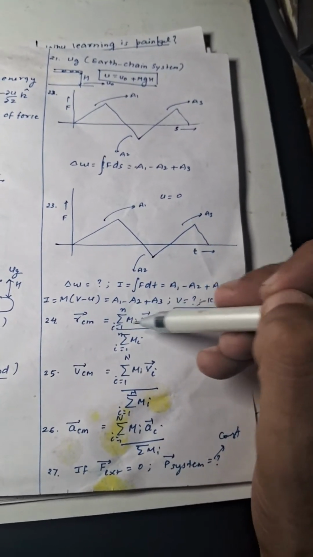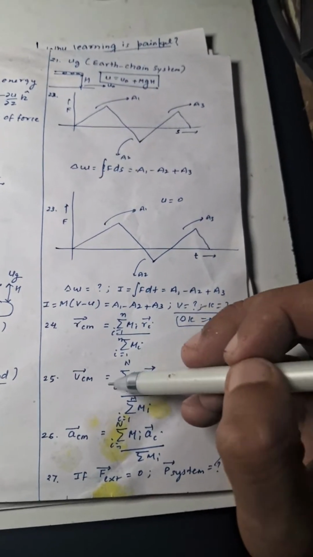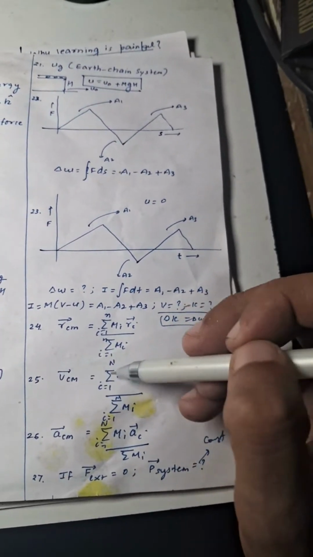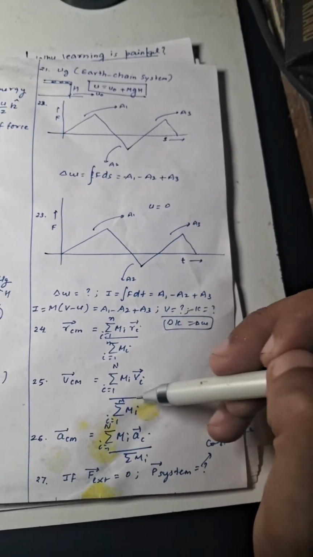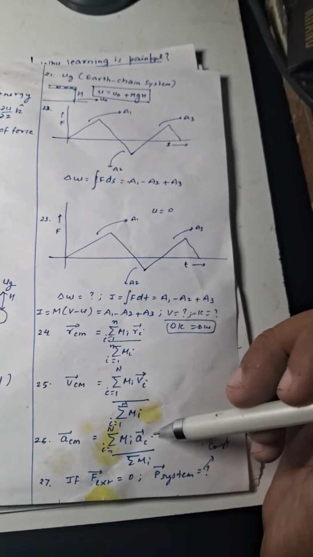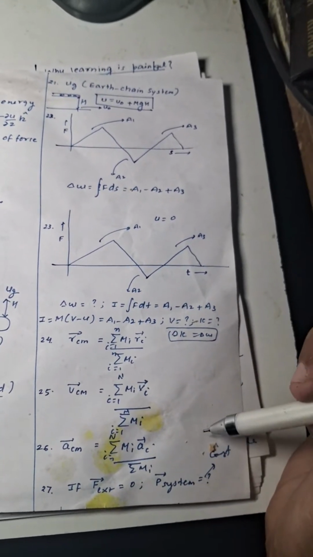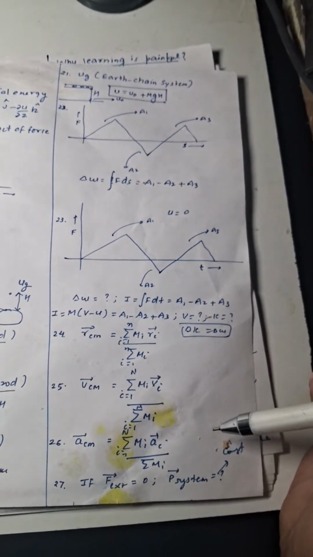Then we have the position vector of center of mass, which is sigma mi ri, i equals 1 to n, upon sigma mi, i equals 1 to n. Then we have another result for velocity of center of mass: sigma mi vi upon sigma mi. Then acceleration of center of mass is sigma mi ai upon sigma mi. Next, if external force is 0, then momentum of the system remains constant. This is the law of conservation of linear momentum of a system.